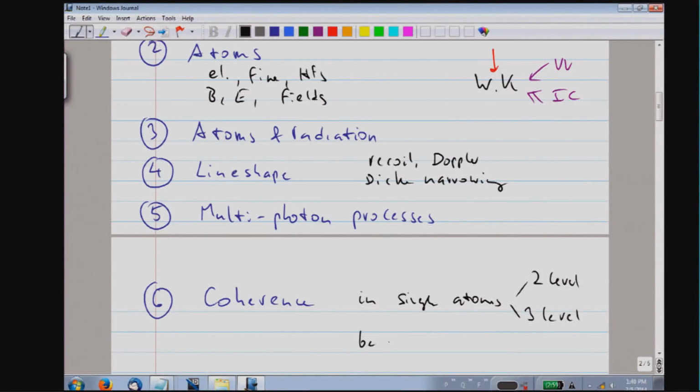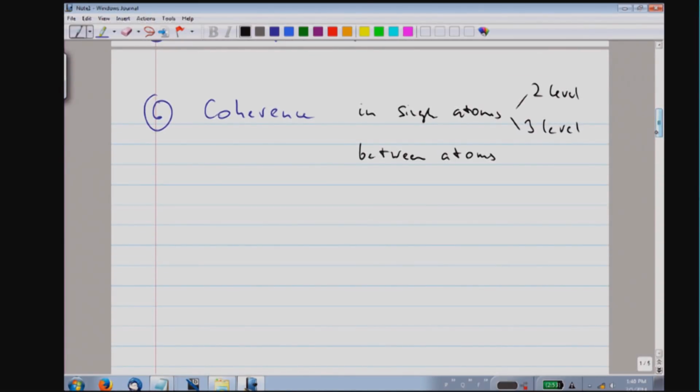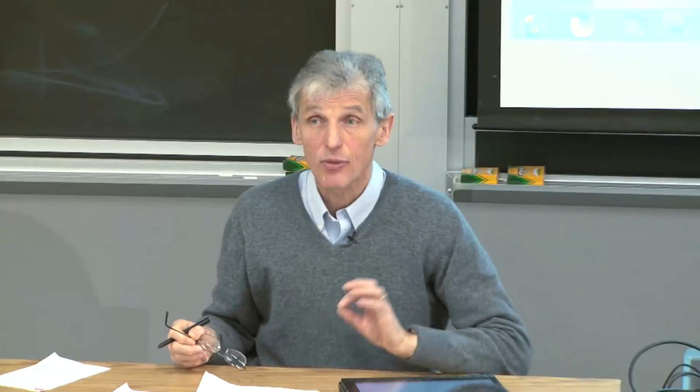Well, we have coherence within an atom between two different or three different energy levels, but we can have also coherence between atoms. And at that point, the atoms interact not individually, they act collectively. And of course, coherence between atoms can be the coherence of many atoms in a Bose-Einstein condensate, where they form one big matter wave. But it can also be the coherence where the atoms are not coherent because they form the Bose-Einstein condensate, but they interact in a coherent way with light.